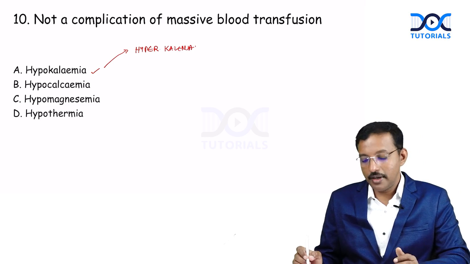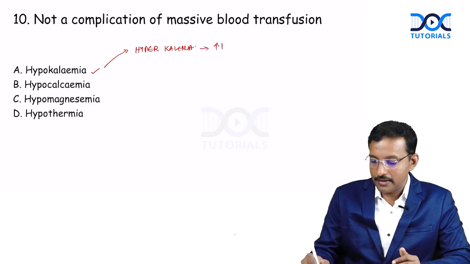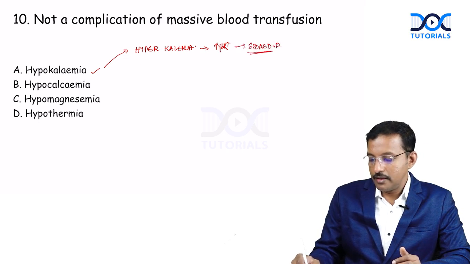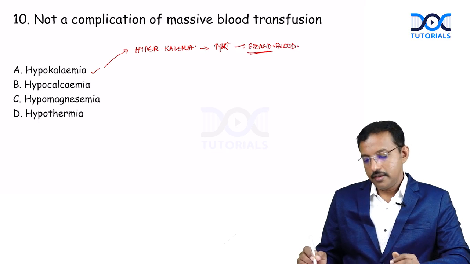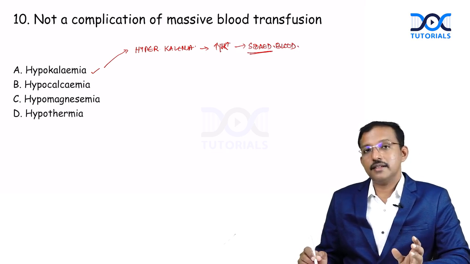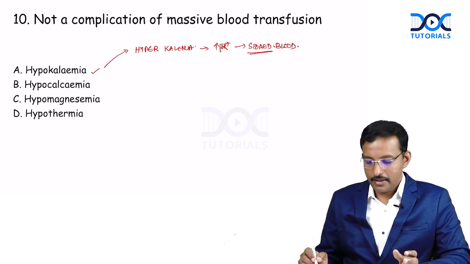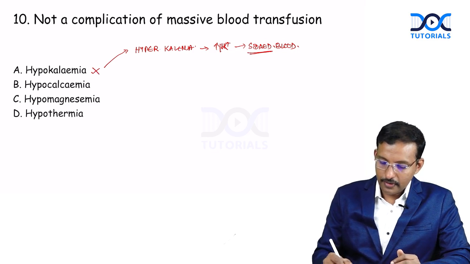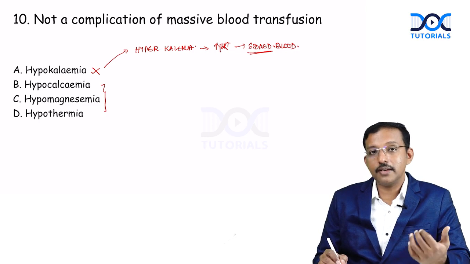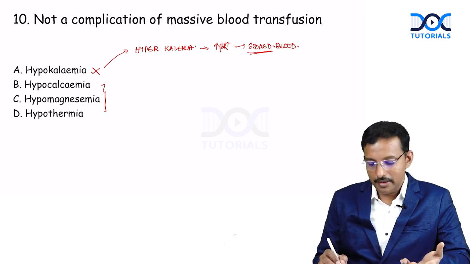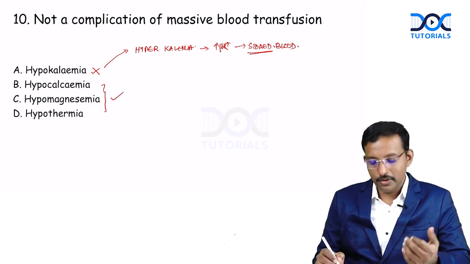You are dealing with this hyperkalemia because you have increased potassium from the stored blood. So hyperkalemia is the metabolic complication. Along with that, you always get hypocalcemia because the calcium chelators take away the calcium. So hypocalcemia there, hypomagnesemia can also be there. All these are complications of massive blood transfusion.